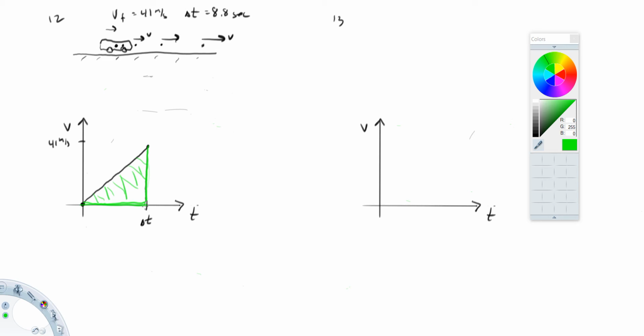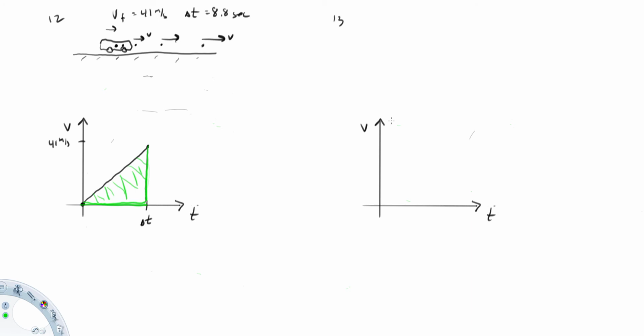Okay, let's talk about 13. A truck covers 35 meters in 8.5 seconds while slowing down to a final speed of 2.4 meters per second. So, we've got a truck. Let's start with a sketch. I'm going to again use this dot to represent the truck. It has some initial velocity that we do not know, but the truck is slowing. So the motion diagram might look something like this for the truck.